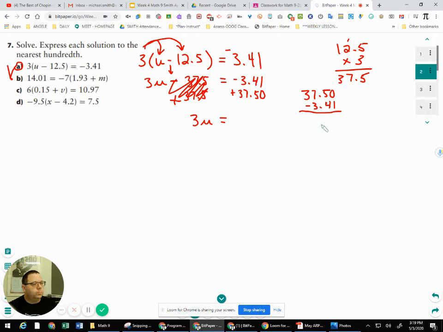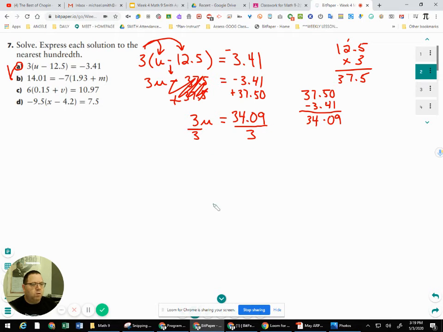Okay, so I'm doing this quickly. Without boring you, I know that 50 minus 41 is 9, okay? And 37 minus 3 is 34, okay? And the answer should be positive. This positive is way bigger. It's going to completely tsunami overwhelm this negative 3.41. So the answer is positive 34 and 9 hundredths. 34 and 9 hundredths. So divide both sides by 3 because we don't want to solve for a 3u.